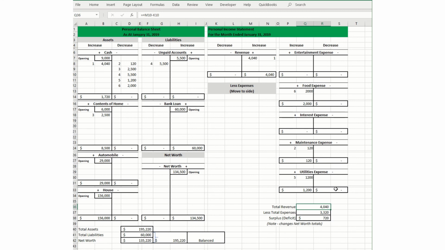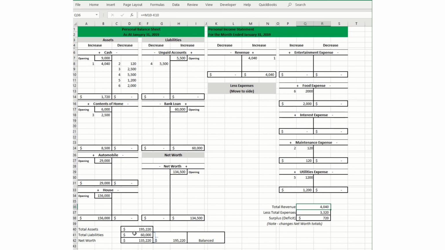So in this example, we had $4,040 in revenue. We had expenses of $3,320 for a total surplus or deficit of $720 for the said period, ending January 31st.